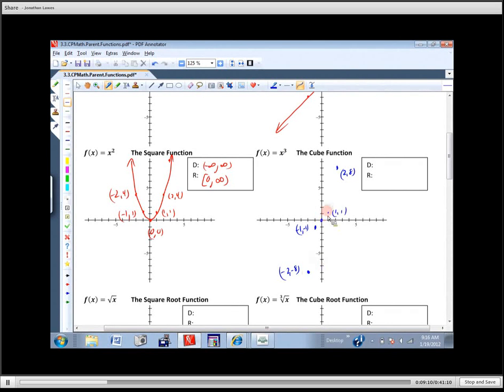Okay, and just like on the parabola, this doesn't have a special name like that one does. This is just a cubing function. It looks like this. That has 5 key points. And you'd want to know what those are.